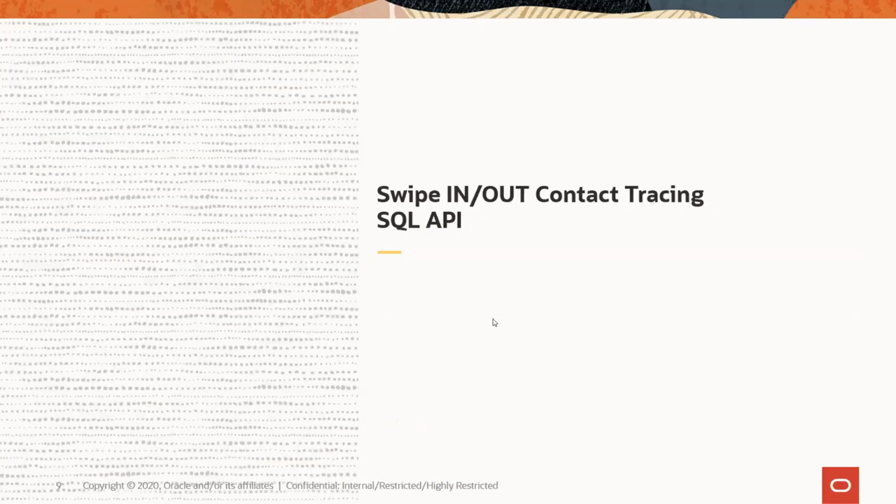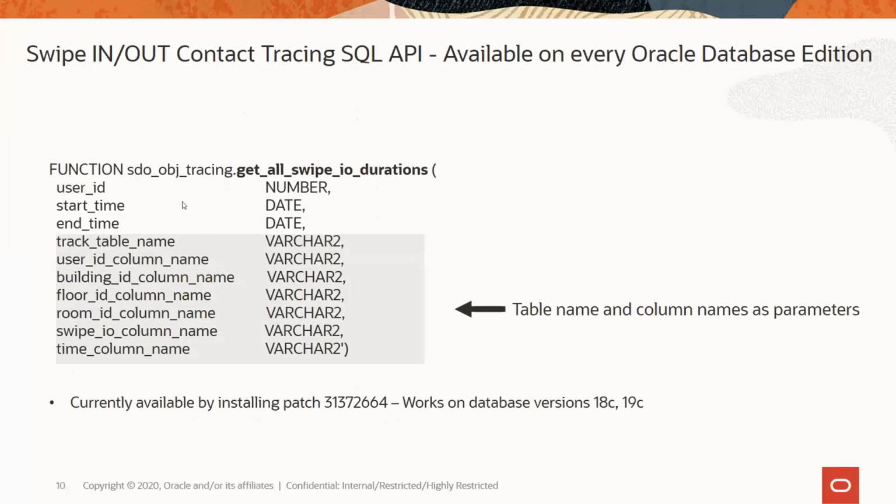Let's look at the SQL API. It's got several parameters, but in the gray box, I highlighted the parameters that are all just table name and column names. So you specify for your table that I showed you on the previous slide, the name of your table, the user ID column name, the building ID column name. All this is set up for the API to dynamically build SQL against your table. But it's really these first three parameters that drive the actual analysis.